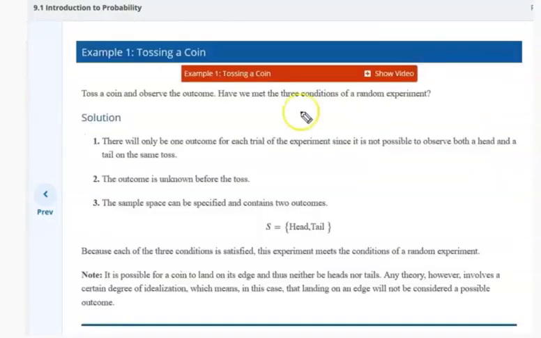Now, example 1, in a sense, we've used this as our background, tossing a coin. Toss a coin and observe the outcomes. Have we met the 3 conditions of a random experiment? Do we know ahead of time what's going to happen when we shake or flip a coin and see the results? No, that makes it random. The outcome is unknown before the toss, and a sample space can be specified and in a sense contains 2 outcomes. So our sample space is heads, tails.